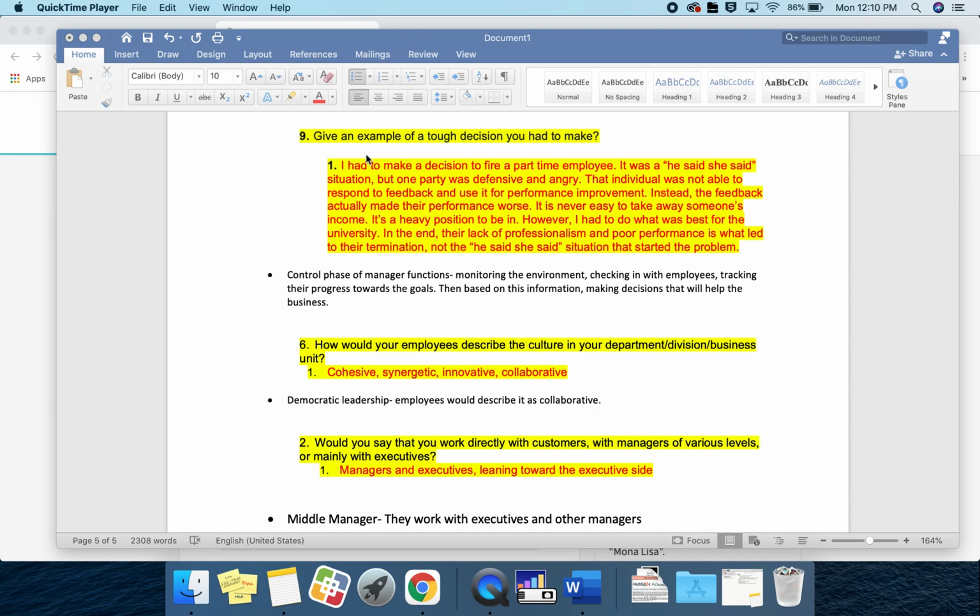So this one is kind of a tougher one to analyze. The question was, give an example of a tough decision you had to make. They gave their full explanation that you can read over. They were in charge of firing a part-time employee. The employee was kind of defensive. They were kind of angry. They had poor performance, and their performance continued to go downhill as they had these conversations, which ultimately ended in their termination or them losing their job.